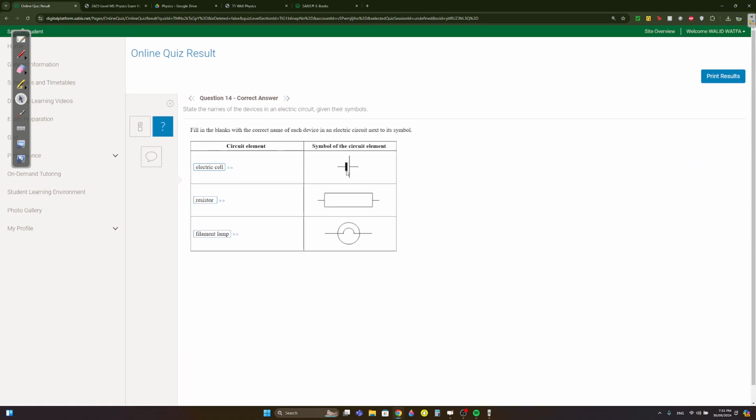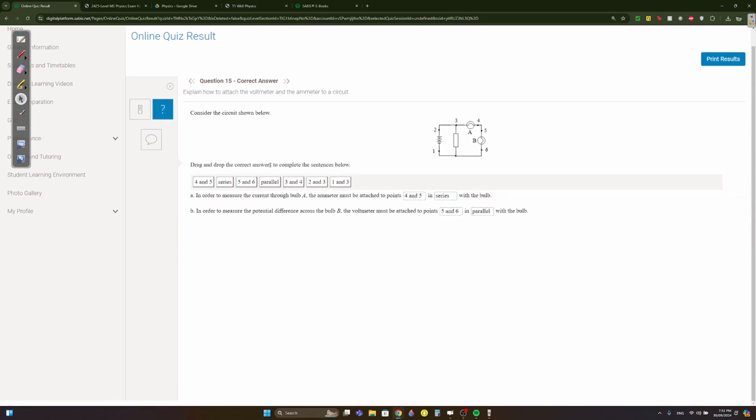Okay, this is the electric cell, this is the resistor, this is the lamp or filament lamp. You can just say cell, this is fixed resistor, whatever. 15. To measure the current through bulb A, the ammeter must be attached to points 4 and 5 in series. Honestly, series is obvious. Ammeter is always attached in series. But why points 4 and 5? And honestly, I still don't get it.